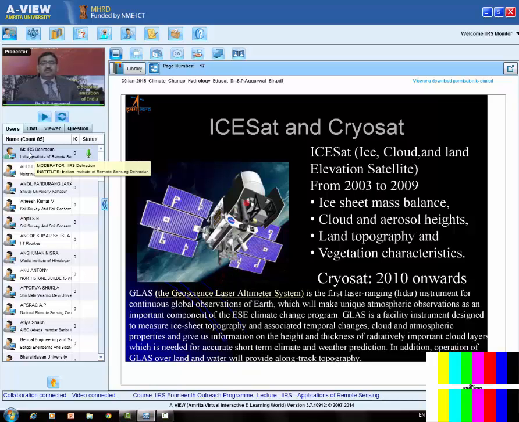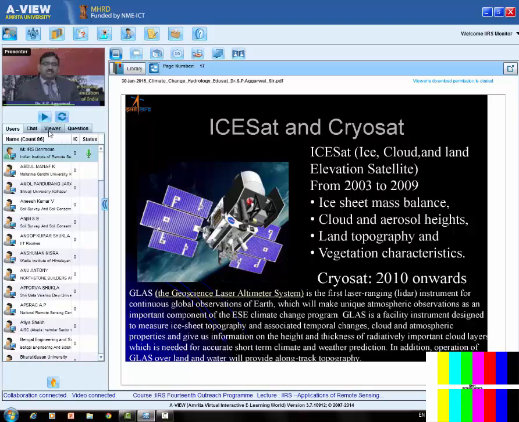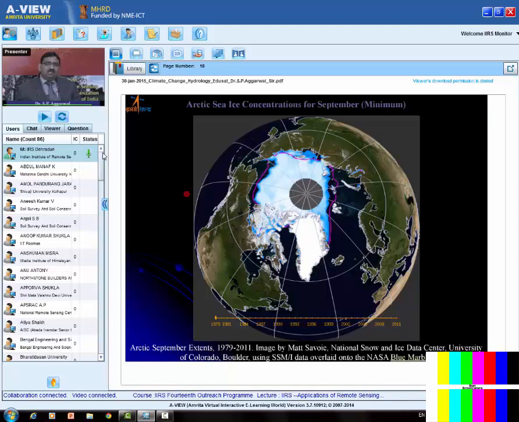And it works on the laser altimeter system. It has a laser altimeter. It's just like radar. The signal goes back, and from the position of the satellite it knows the distance traveled by the laser, so it will calculate the distance. So the elevation of the satellite minus the distance is equal to the elevation of the snow. Any change in this elevation of the snow will tell you the depletion of the snow. That's how it measures the snow.